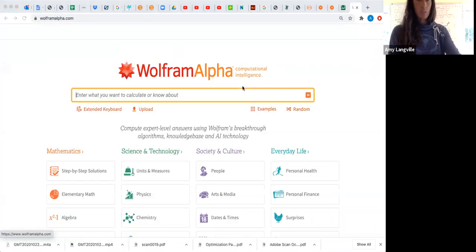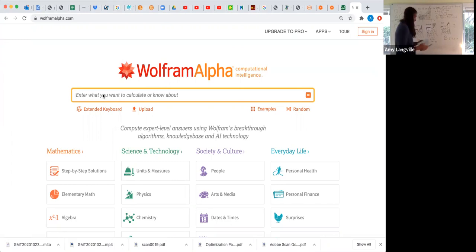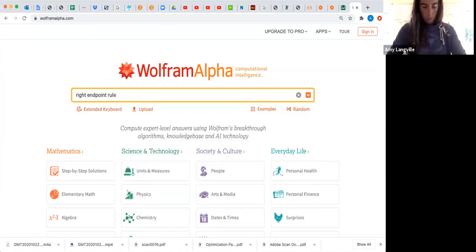Yes, Desmos doesn't like when you leave. It always asks. So with Wolfram Alpha, you can actually type in what you're trying to do. There are a couple of tech tool pages that also have these instructions in your journal. But you can say, I want it to do, for instance, the right endpoint rule for the function y equals x cubed minus x plus 1.